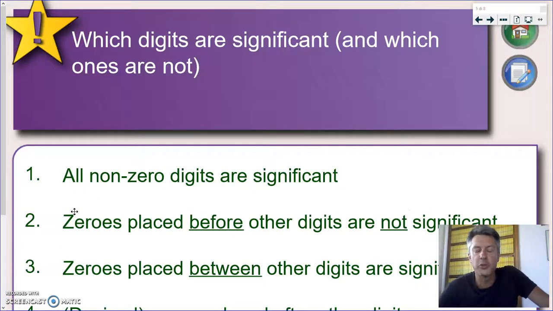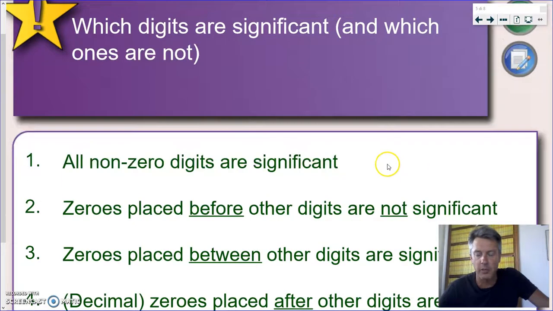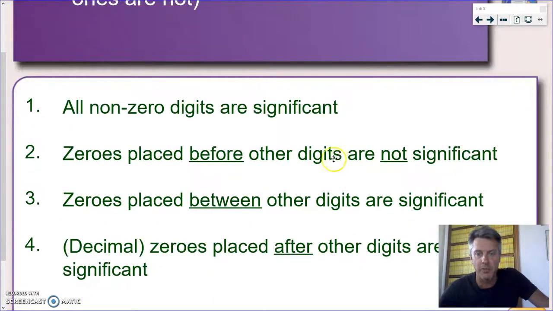So what are the rules to decide which digits are significant and which are not? Now, as you can see, this is going to be a very dense slide with a lot of information. There are no examples here, so I really want you to read these rules carefully, and then we're going to apply them in the next slide. Let's start with the first one. All non-zero digits, so any digit from 1 to 9, is considered significant. So if you have a number with digits which are only 1 to 9, they're all significant.